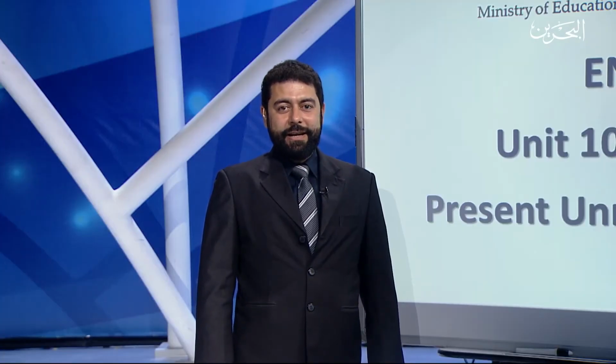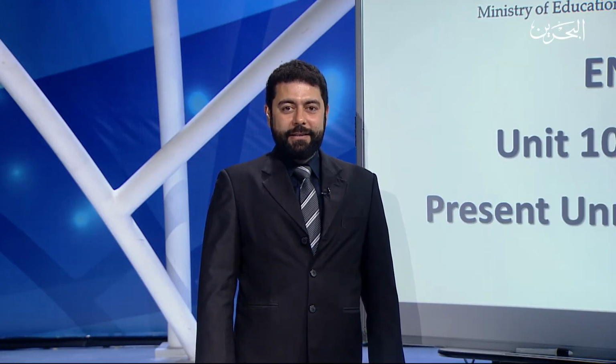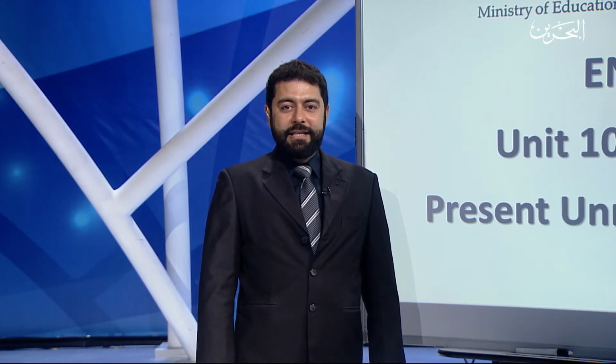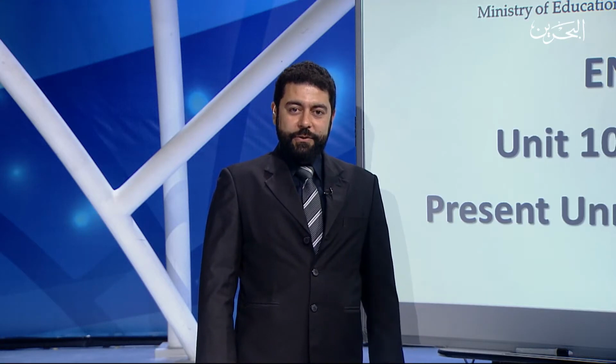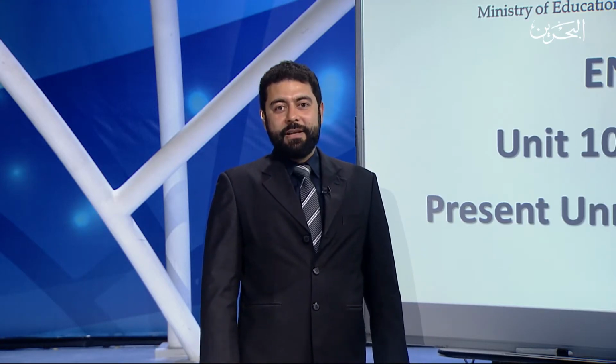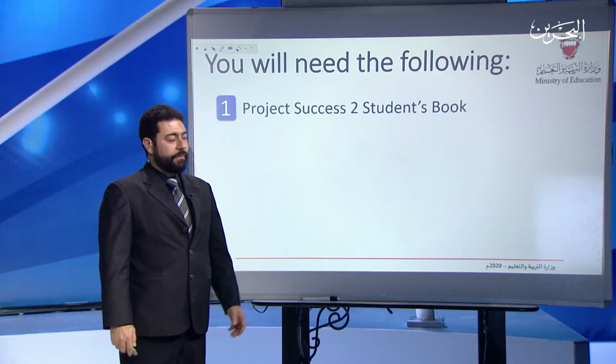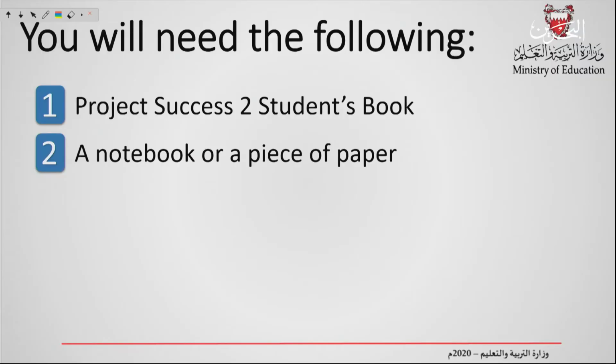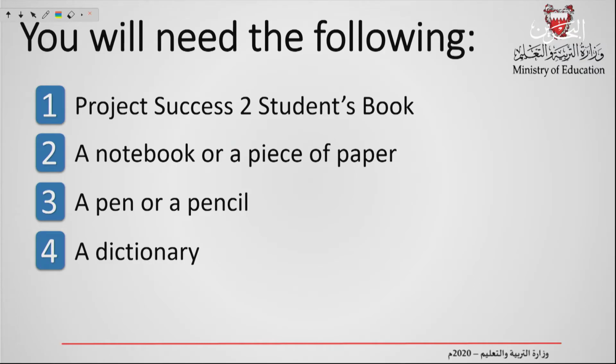This lesson is for English 808 for technical and vocational schools. It is Unit 10, Lesson 5, Present and Real Conditional. In order for you to do the lesson well, you need the following. Number 1, Project Success 2 Student's Book. Number 2, a notebook or a piece of paper. Number 3, a pen or a pencil. Number 4, a dictionary.